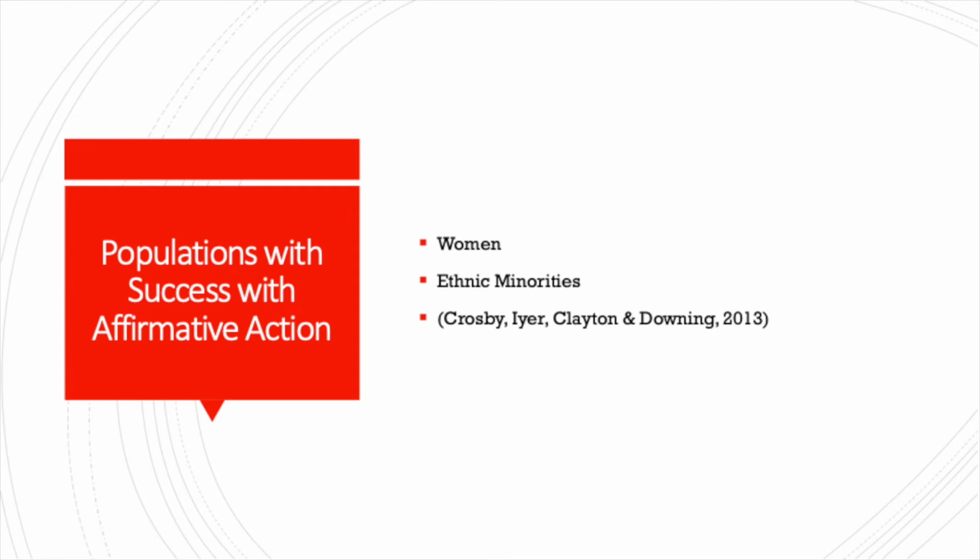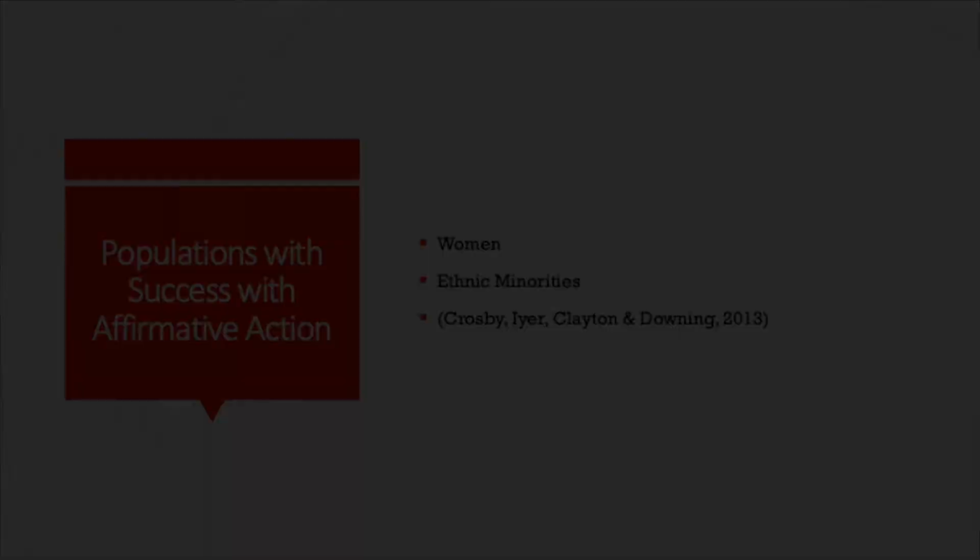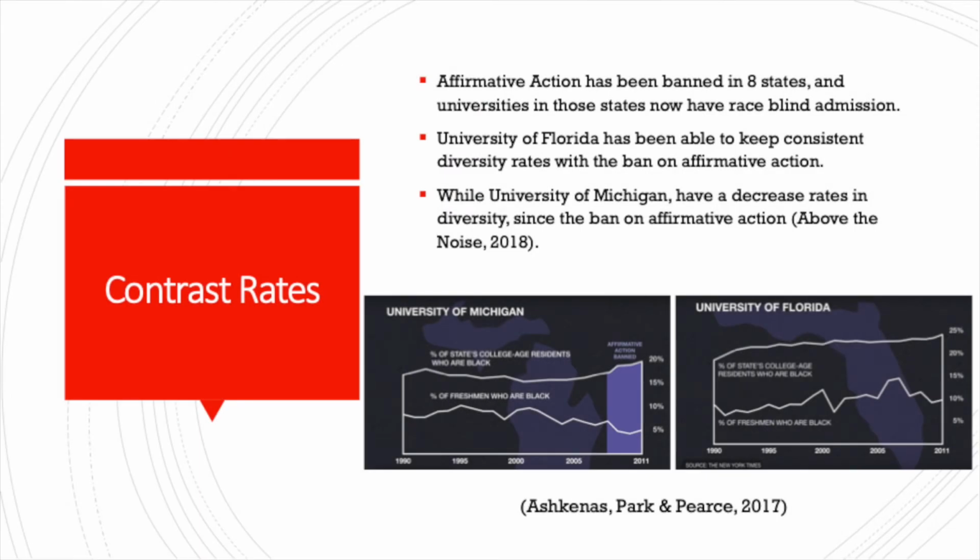Some populations that have had success with affirmative action include women and ethnic minorities. So like I said earlier, affirmative action can be very controversial. So an example that I can give you is affirmative action has been banned in 8 states, and universities in those states now have race-blind admission when it comes to applying to college.